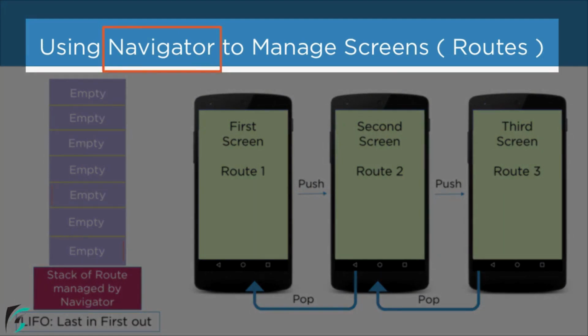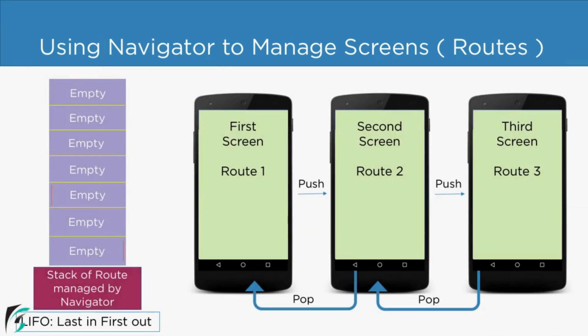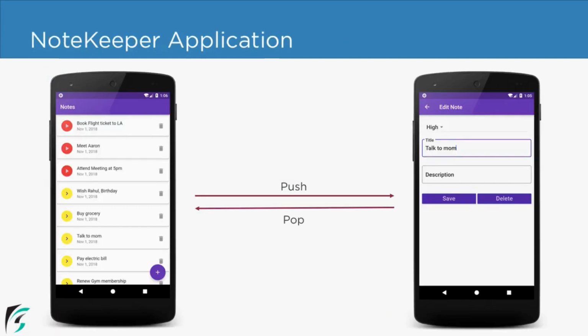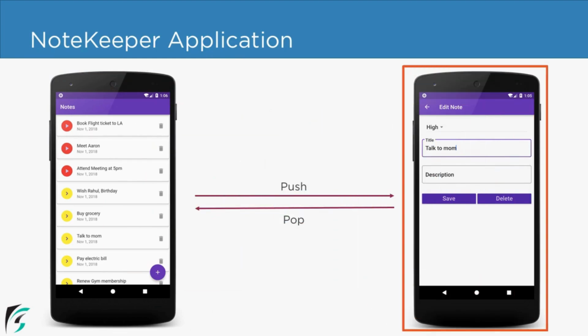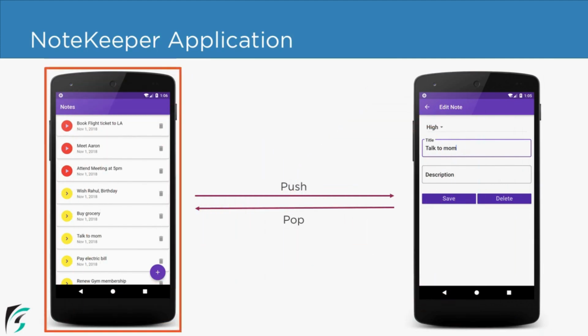So using Navigator, you can perform the push and pop operations. So in context of our NodeKeeper application, from our first screen, that is the node list screen, we have to perform the push operation to navigate to the node detail screen, and then perform the pop operation to navigate back to the first screen. As simple as that.